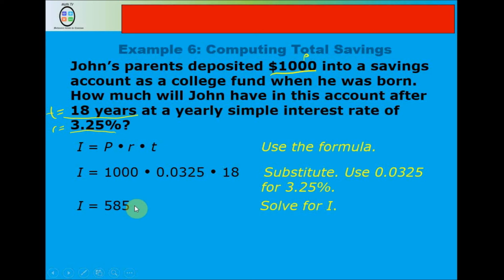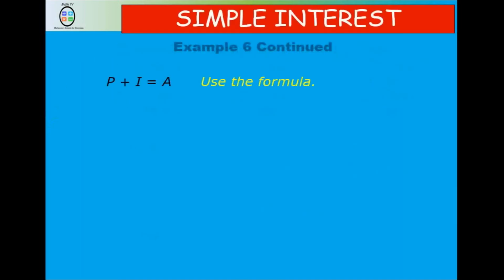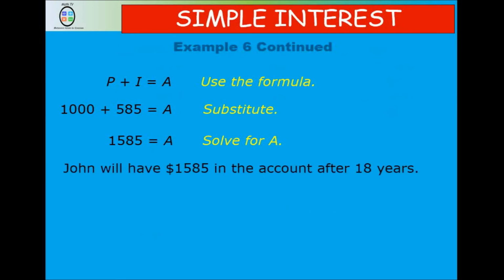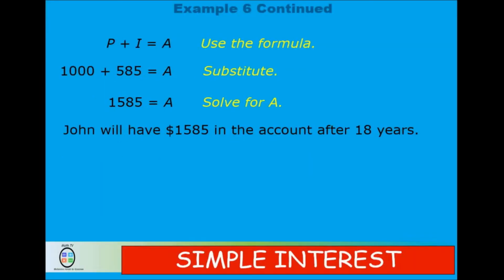So the interest is $585. Now, remember, after you find the interest, you're not finished. There's no way it's just going to be 585 in the account. What we have to do then is, remember, we have to do what? To get the final amount, the formula is, remember, what's the formula? P plus I equal A. So the initial amount plus the interest give you your final amount. So in the account, John will have $1,585 after 18 years. And that's it. Really nice. And we get the gist.